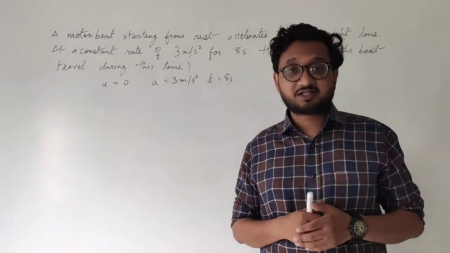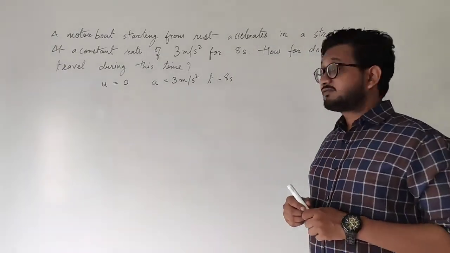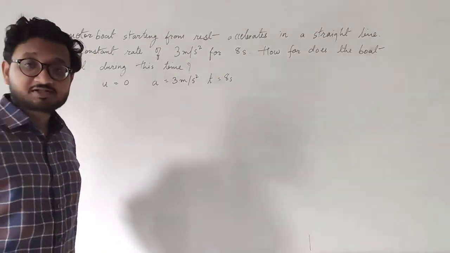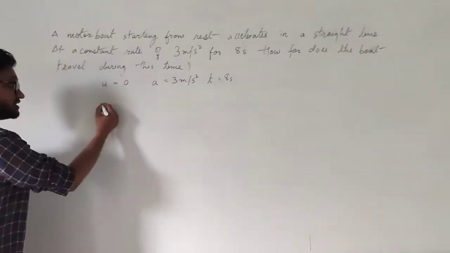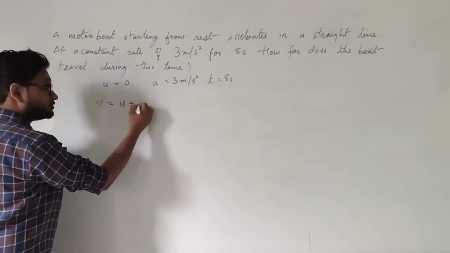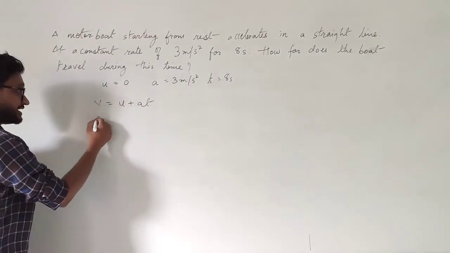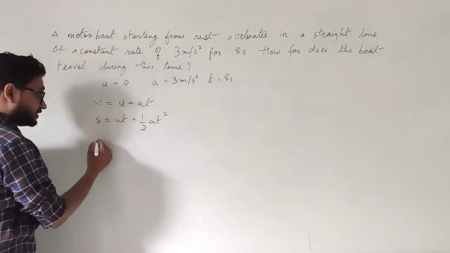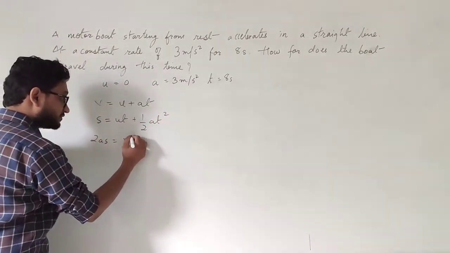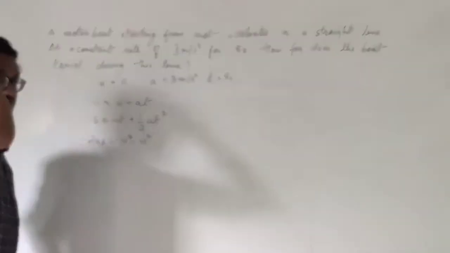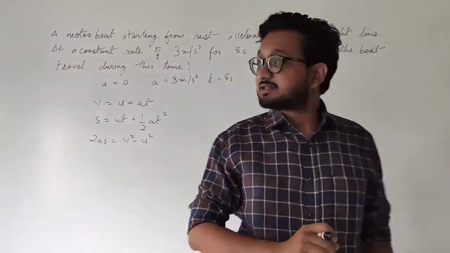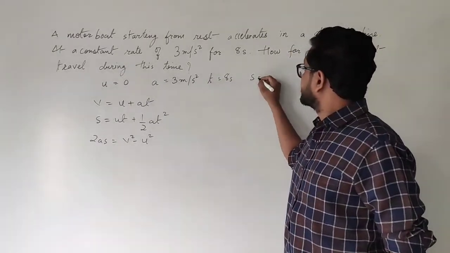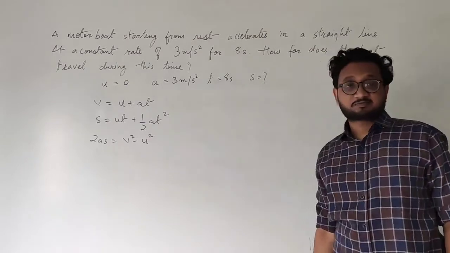So you have to find the distance, and for this we will be using the formulas that we studied, that is the equations of motion. If you remember, the first equation was v is equal to u plus at, the second one is s is equal to ut plus half at square, and the third one is 2as is equal to v square minus u square. So the question is, you need to find the distance covered in these 8 seconds.